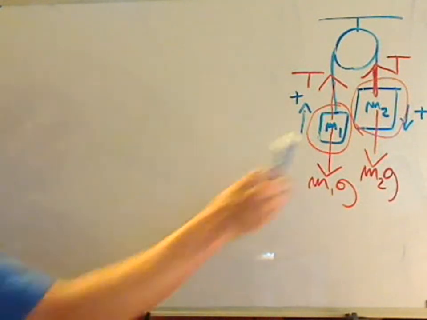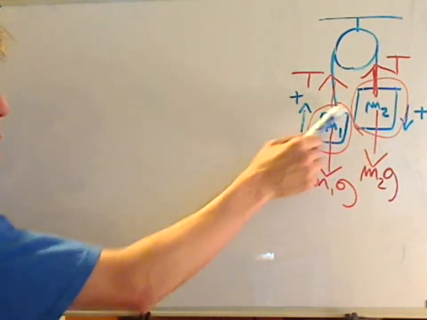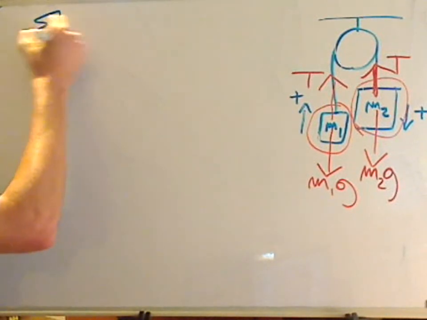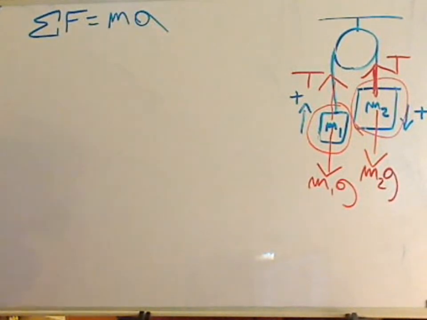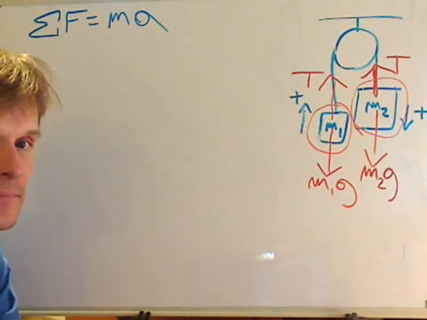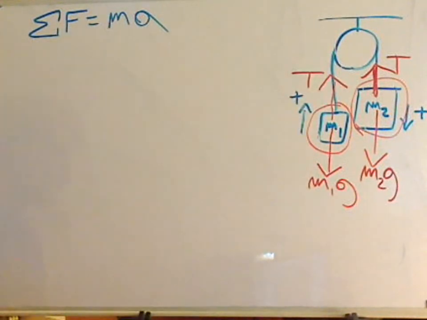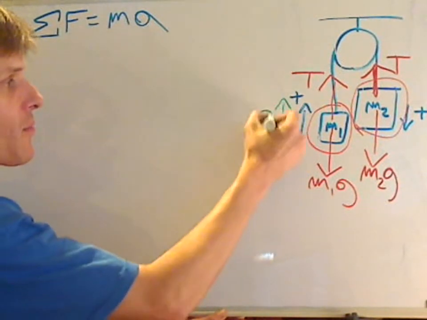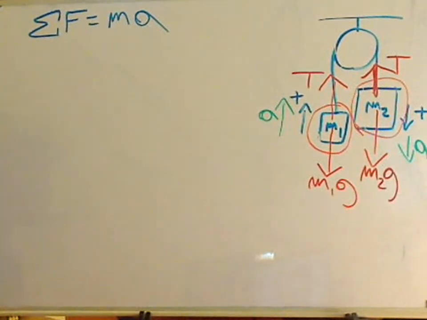Now, our systems are simple enough that I'm not going to draw a free body diagram for each one. There's basically only 2 forces acting on each mass. So what we need to do is apply Newton's second law. The sum of our forces is mass times acceleration for each of these systems, keeping in mind what is the positive direction. Because our acceleration here is upward, and the acceleration over here is downward. So that's what we're trying to solve: the acceleration and the tension.